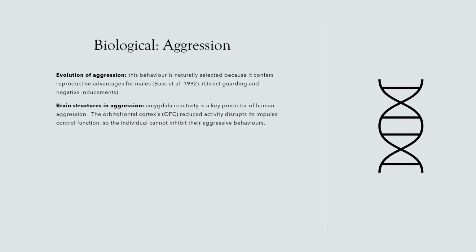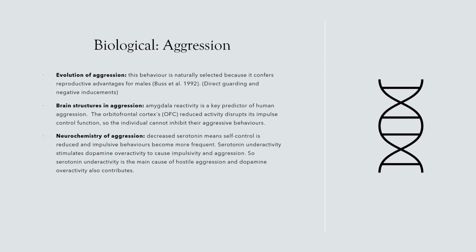Brain structures: you've looked at the amygdala, which is a key predictor of human aggression. We know by looking at someone's amygdala using brain scans what kind of aggression they are feeling and how they are interpreting certain situations. And then we've got the orbitofrontal cortex, sorry, struggle with that one, and reduced activity in this area of the brain disrupts impulse control. So the individual cannot inhibit their aggressive behaviours. They can't stop, because the OFC controls our impulses, so it makes us less likely to act aggressive.